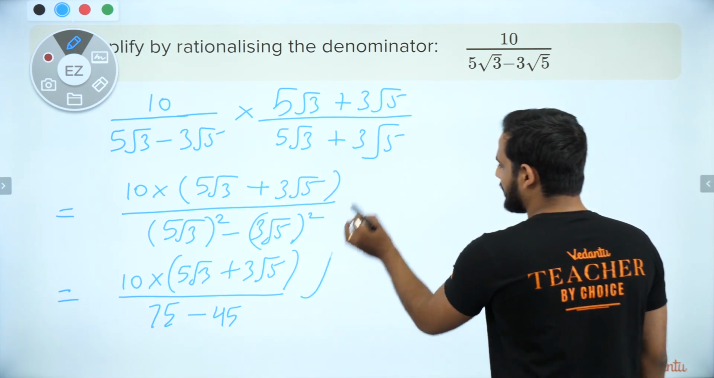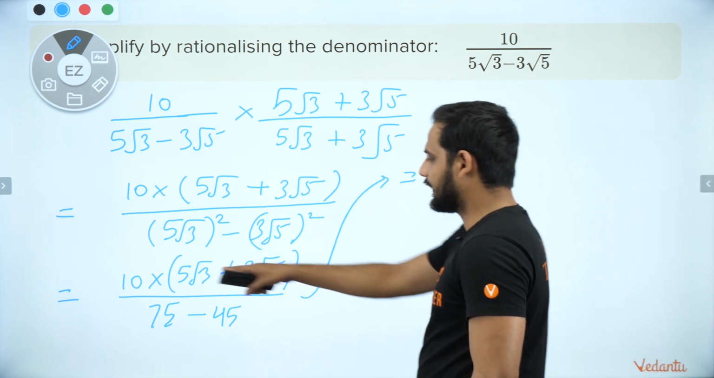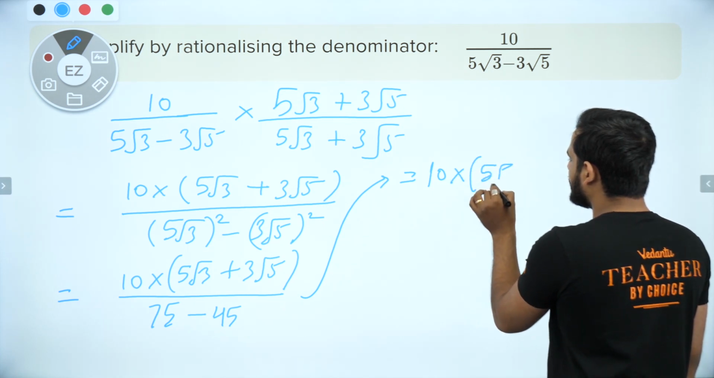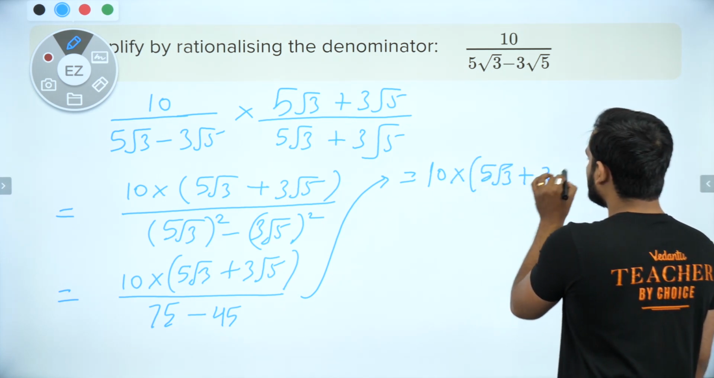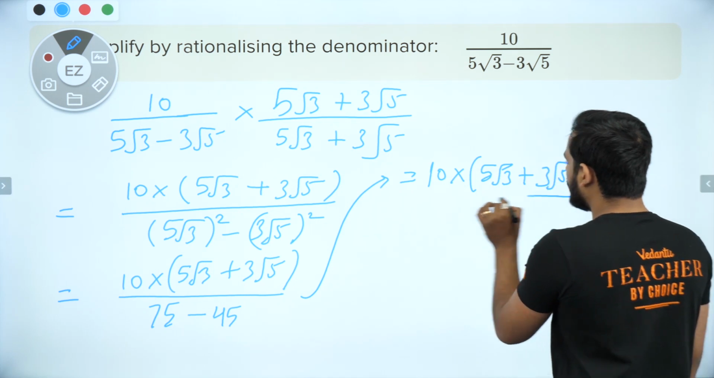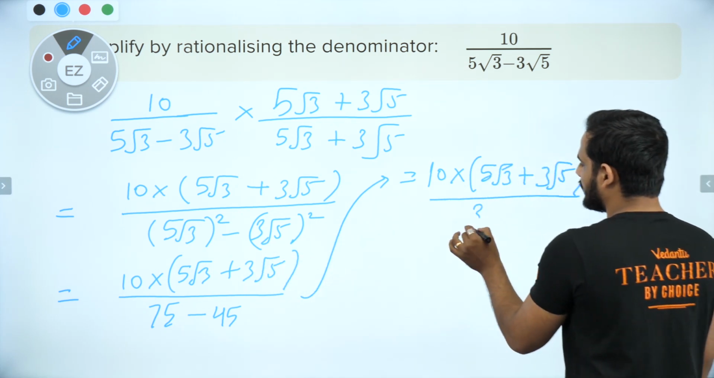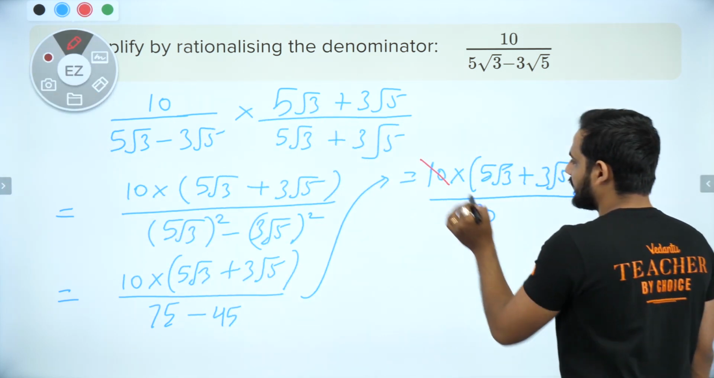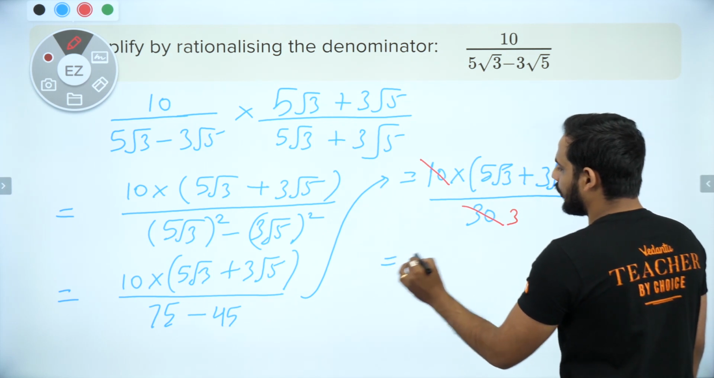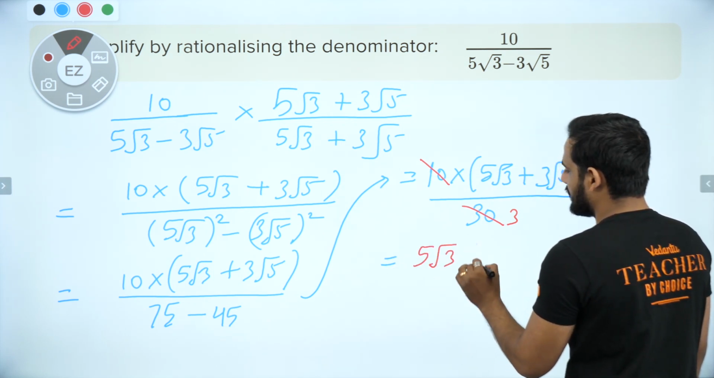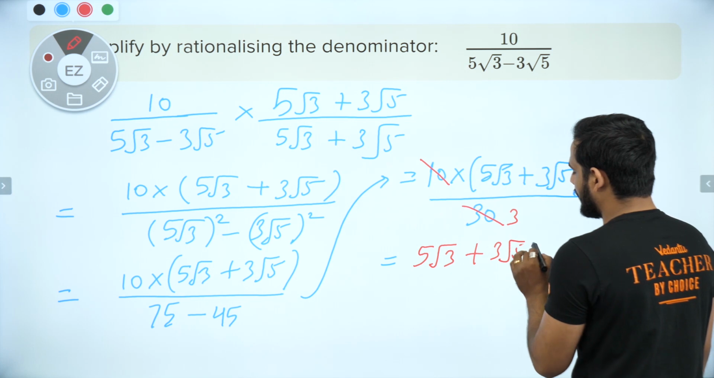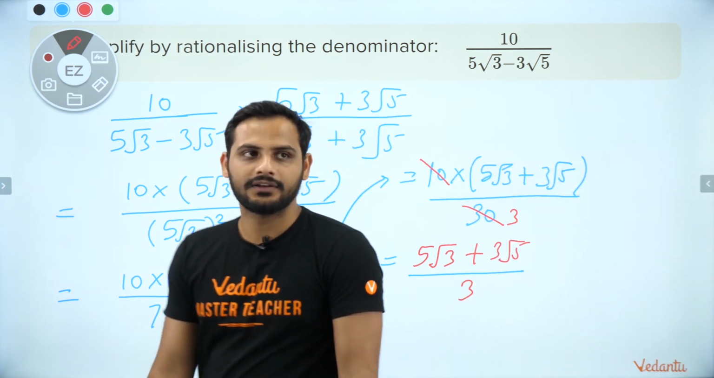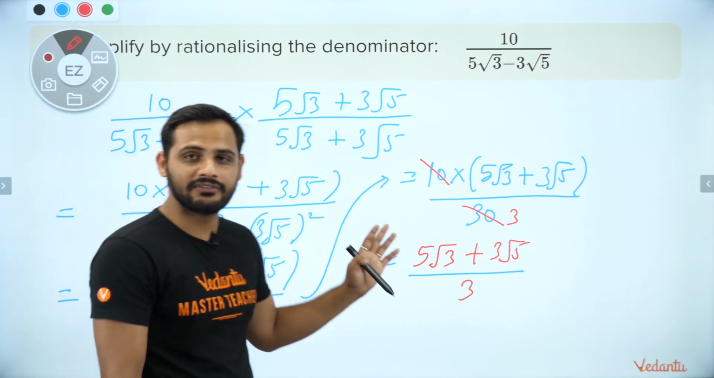Next step I'm writing here, we got 10 into (5 root 3 plus 3 root 5) whole divided by 75 minus 45, which is 30. Now as you can see, I can do the cancellation here. This is 10 ones are, this is 10 threes are. So we have got (5 root 3 plus 3 root 5) whole divided by 3. So this is the solution. This is the correct solution which we will be getting.